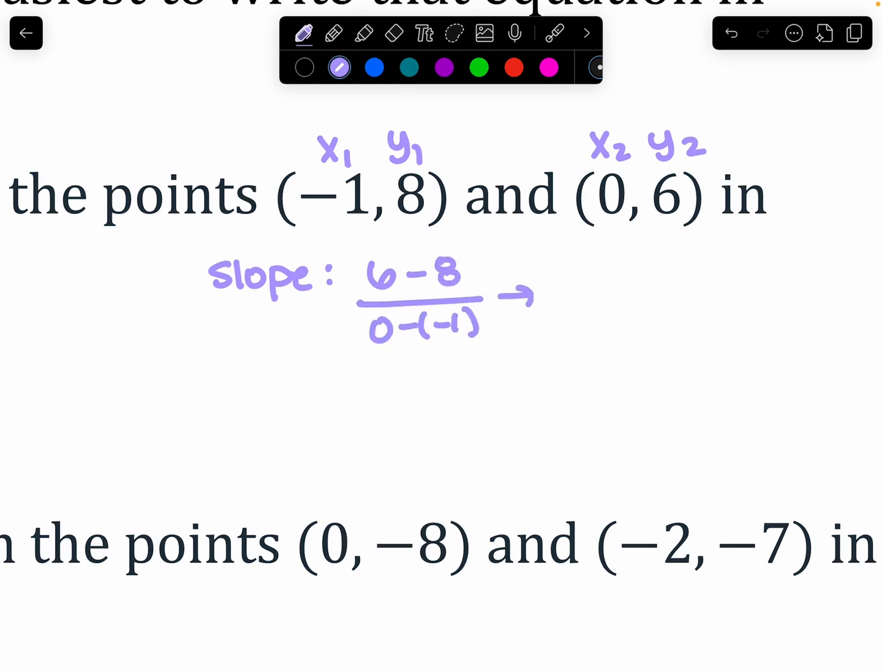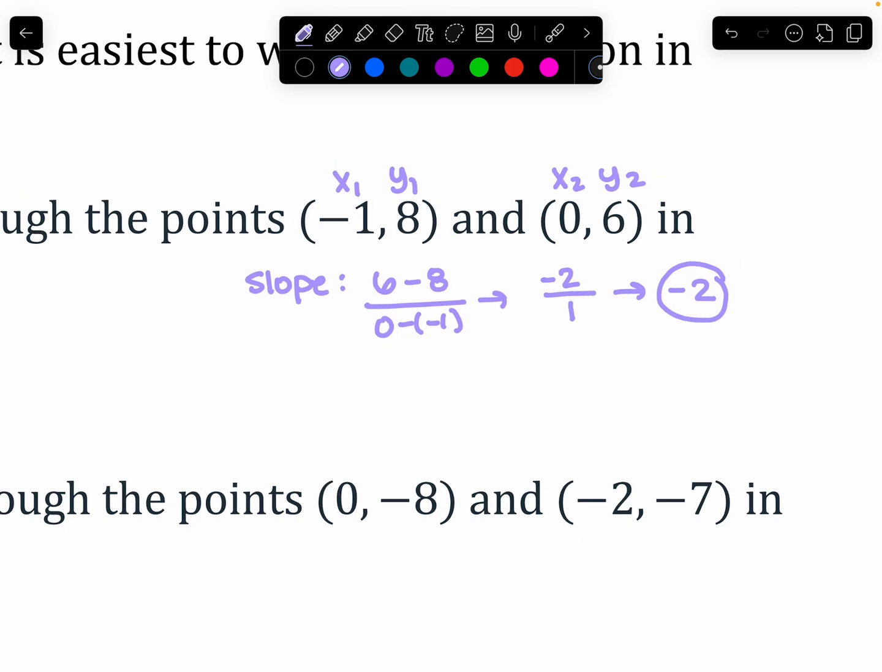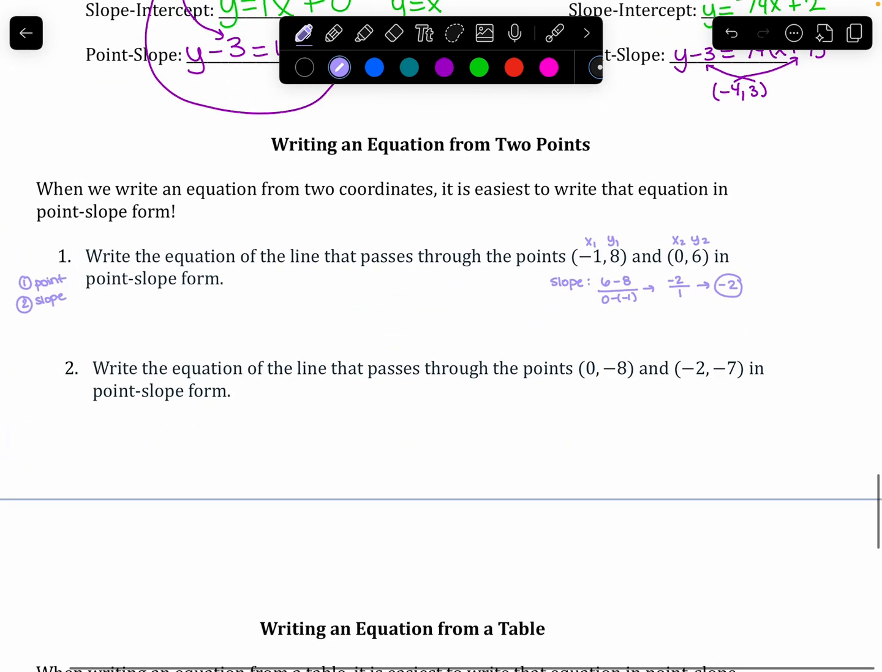So it is going to be 6 minus 8 over 0 minus -1. That's -2 over 1, so your slope is -2. And then you've got a choice. It doesn't matter which coordinate you pick. I'm going to pick the first one for no reason other than I like it.